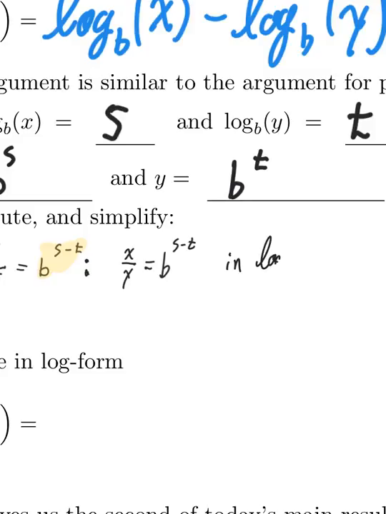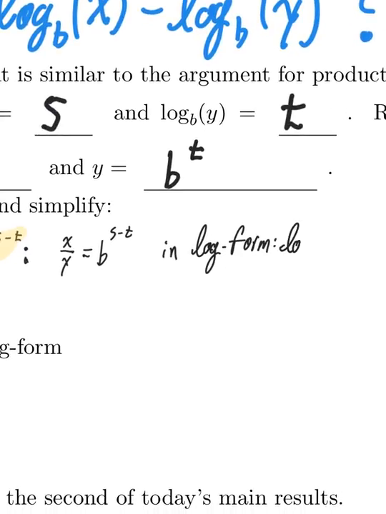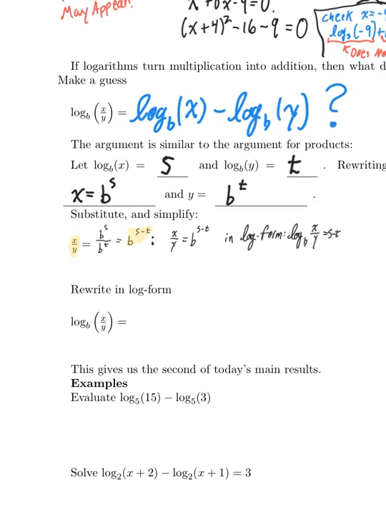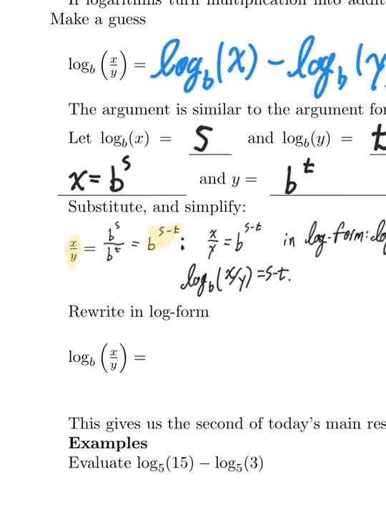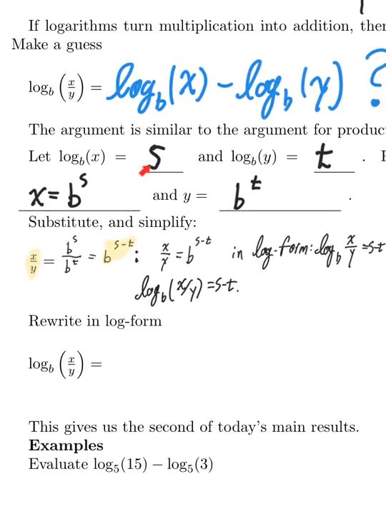Let's put that in log form. We'll get log base b of the thing that's on the left-hand side, x divided by y, is equal to s minus t. So just for convenience, I'll put that right here. Log base b of x divided by y is equal to s minus t. Oh, wait, but I know what s and t are. S is the log base b of x. T is the log base b of y. So making that substitution, this is equal to log base b of x minus y. Nope.